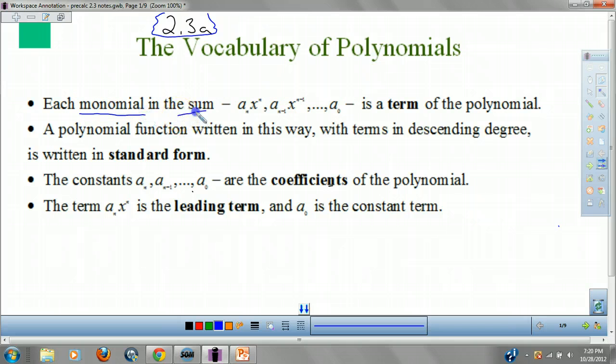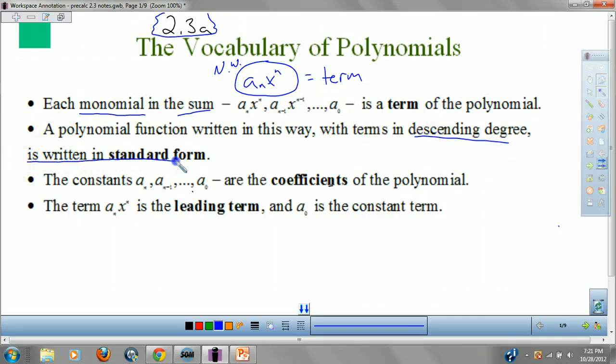Each monomial in the sum, if you have something like a_n x^n plus something else, this whole thing is called a term. Okay? That thing is a term. Don't write this word for word. I say this part's noteworthy. If you see something like that, that's a term of a polynomial. And the only other thing is, if you write the powers in descending degree, it's written in standard form. So here's the other noteworthy part, and a Mr. T definition coming in.